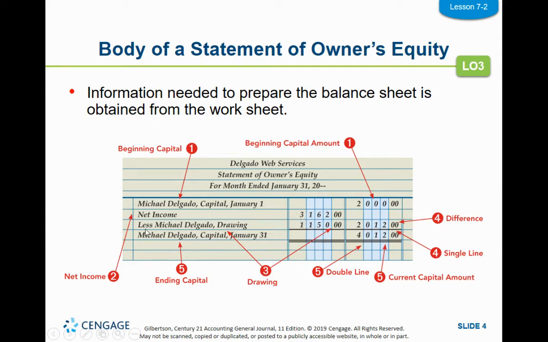You write the words less and then the owner's drawing account, and you put that there and subtract it. Basically, you subtract out what the owner took out of the business from the net income, and that total goes on that same line in the second column. Because this is net income minus the drawing, it's the net amount they're going to add back into the capital account. You add those two together, and that gives you your updated capital account. This is the amount that you're going to use on the next statement, which is a balance sheet.